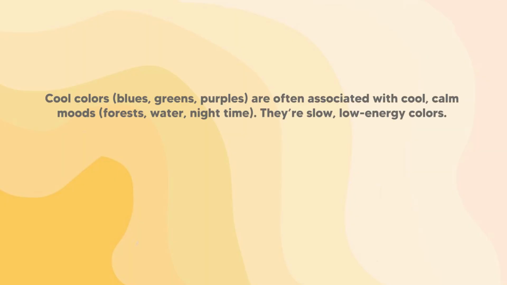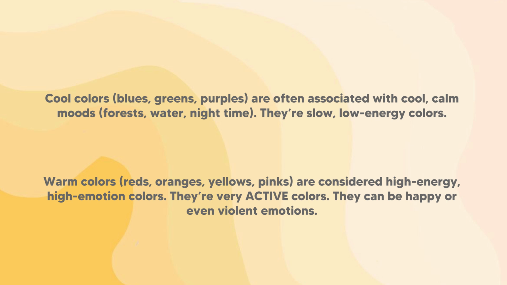All colors have different associations linked to them. Cool colors are often associated with low energy, cool and calm moods, such as a quiet forest or nighttime. Warm colors, on the other hand, are considered high energy, high emotion colors. They're very active colors and can be associated with happy or even violent emotions.